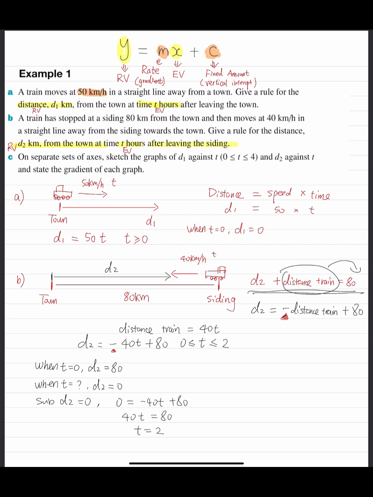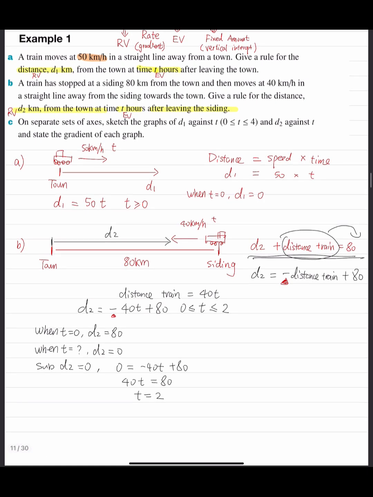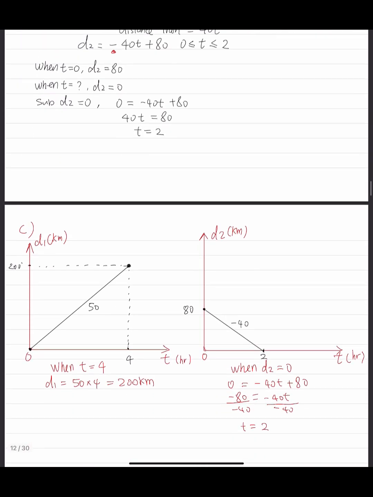All right, we have done the first two parts, so let's look at part C. Part C says on a separate set of axes, sketch the graph of d1 against t, which is between 0 and 4, and d2 against t, and state the gradient of each graph. I have already done these two graphs, and I would like to quickly go through each of them. The one on the left is d1. It starts at 0, when t equals 0, distance d1 is also 0.